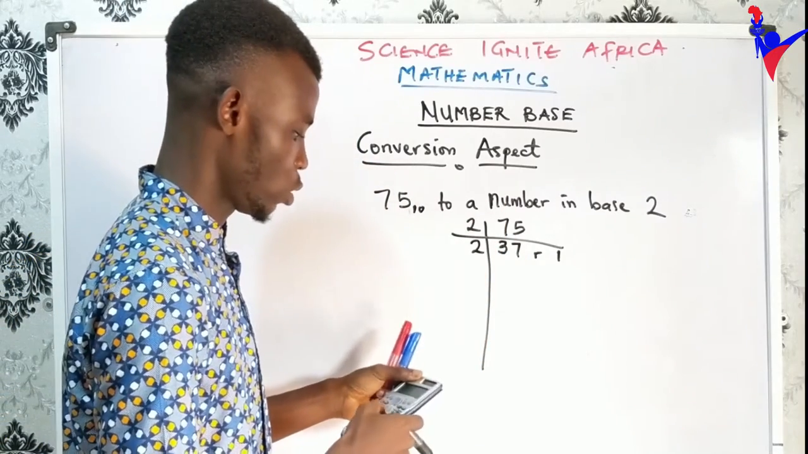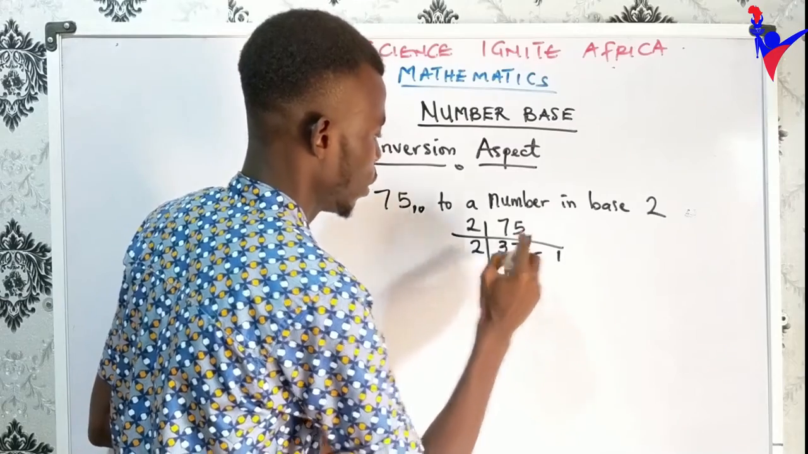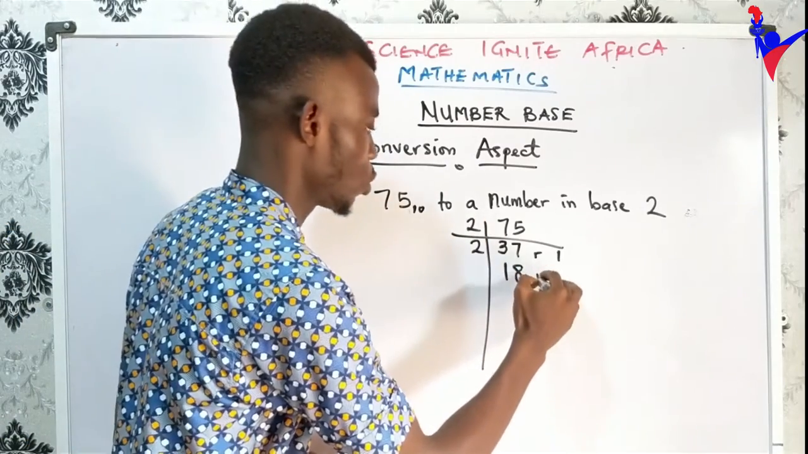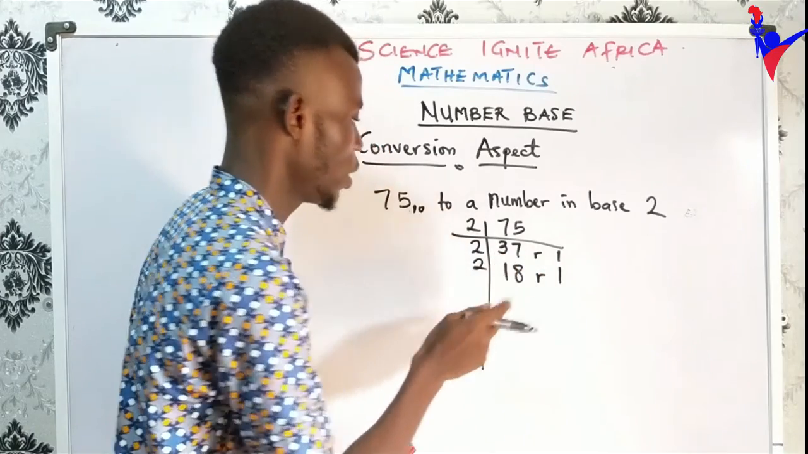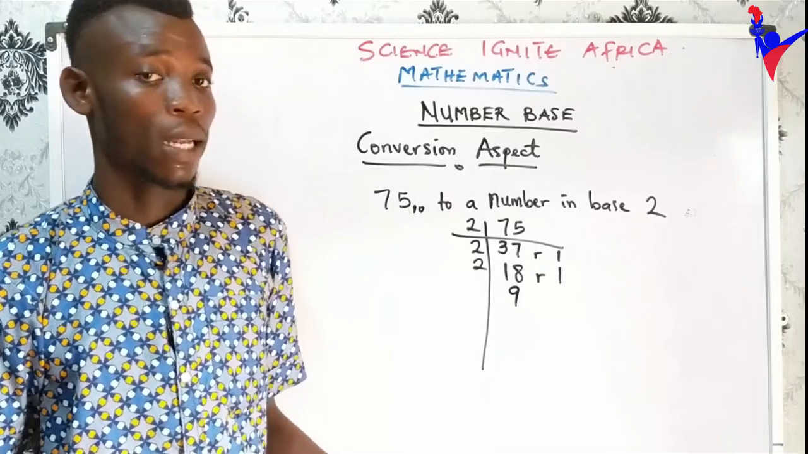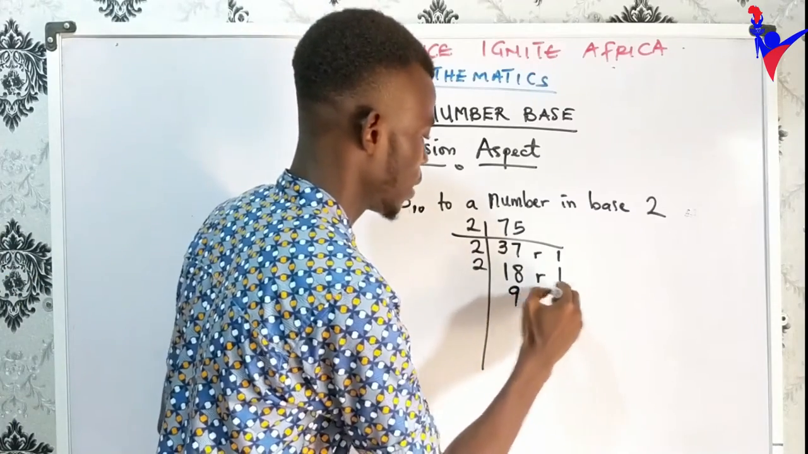You'll be left with 18. 2 times 18 is 36. 37 minus 36, you'll still be left with 1. Let's go again. 2 in 18, that will be 9. Are we left with any number? No. That will be remainder 0.